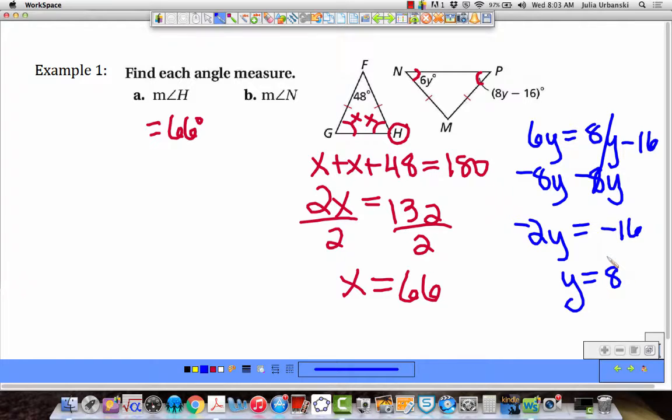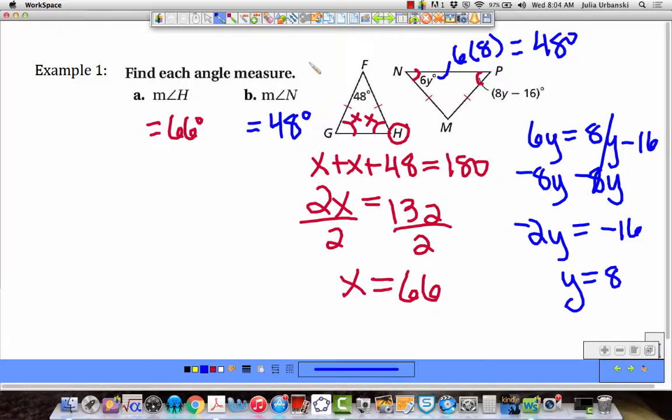It's very good work, but it won't get you the credit. Why? What does the question ask for? So go here and plug it in. 6 times 8. Y is 8. So our real answer is 48 degrees. Questions on that?